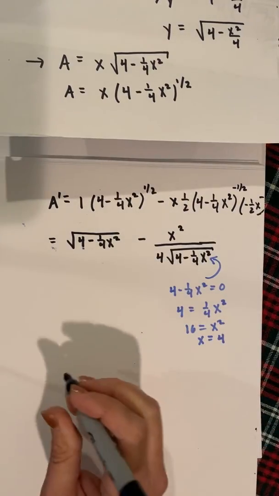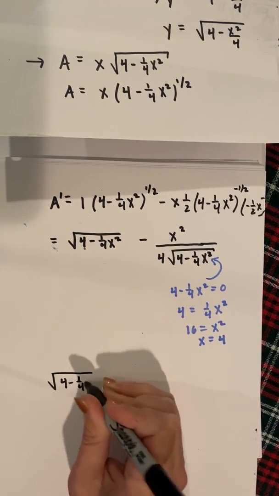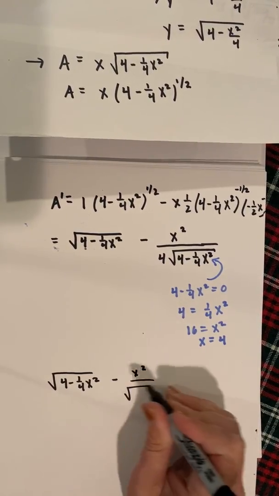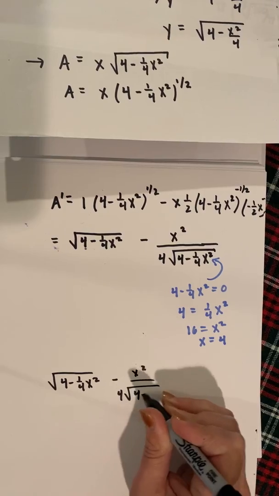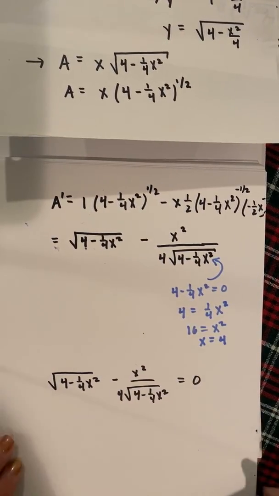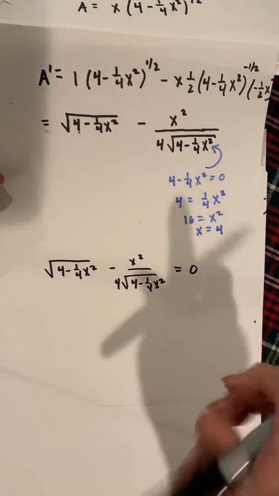And now we have to see where this equals 0. When does 4 minus 1/4 x squared minus x squared all over the square root of 4 minus 1/4 x squared equal 0? Not as horrible as it looks. This comes with practice. So I'm going to bring this over to this side.